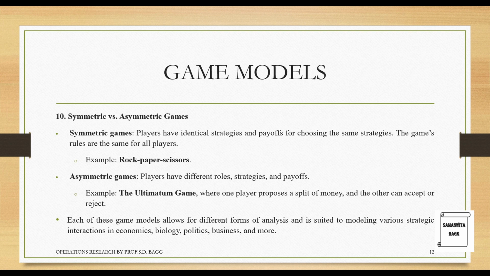Asymmetric games: the players have different roles, strategies, and payoffs. Example: the ultimatum game, where one player proposes a split of money and the other can accept or reject. So, like I told you in the bargaining game, in the ultimatum game also you can share the money. Say there's $100, two players are dividing. The second player can decide to take the money or reject it. In that case, both the people will not get the money.